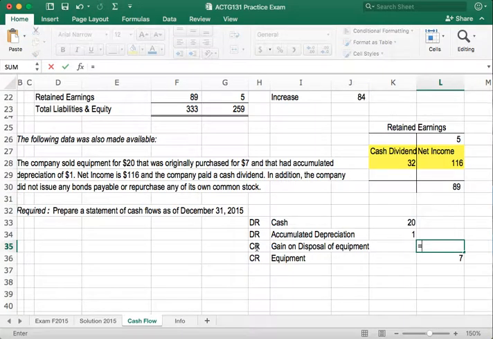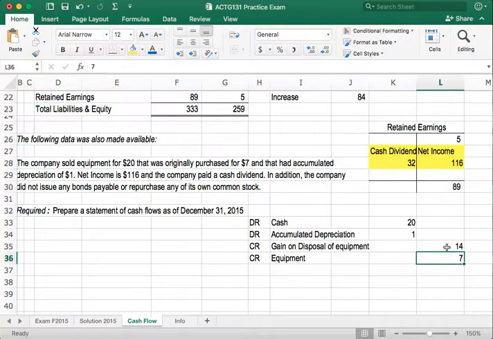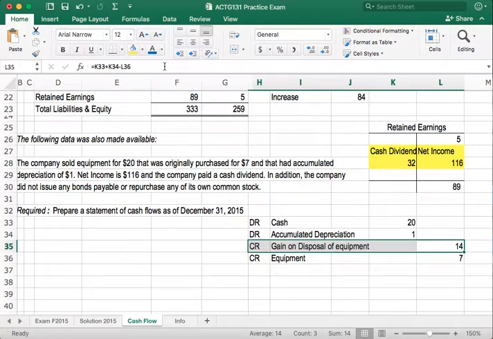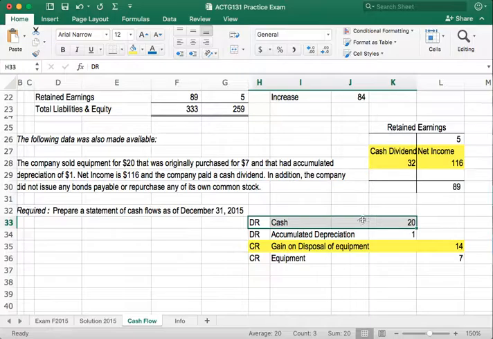I'm going to do that with a formula. I'm going to add the two debits together, 20 plus 1 less the credit, which is equipment, of 7. And that gives me 14. So from this first sentence, we now have two pieces of information that we have to use. The first, gain on disposal of equipment. That's going in operating. The second, cash received, also known as the proceeds. That is going to go into our long-term, or our investing with our long-term assets.